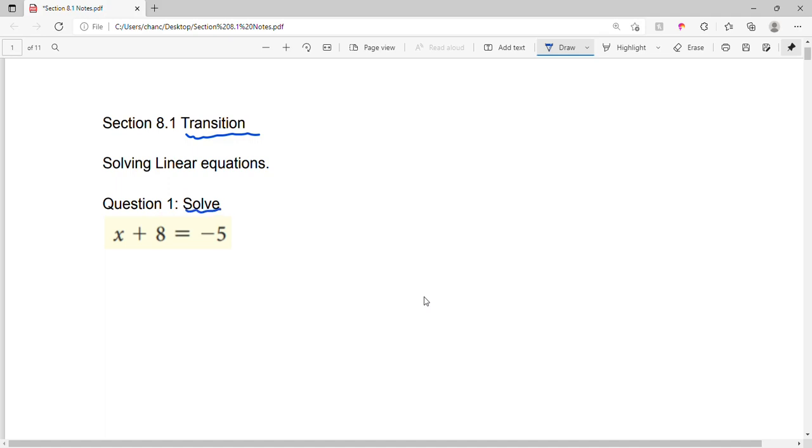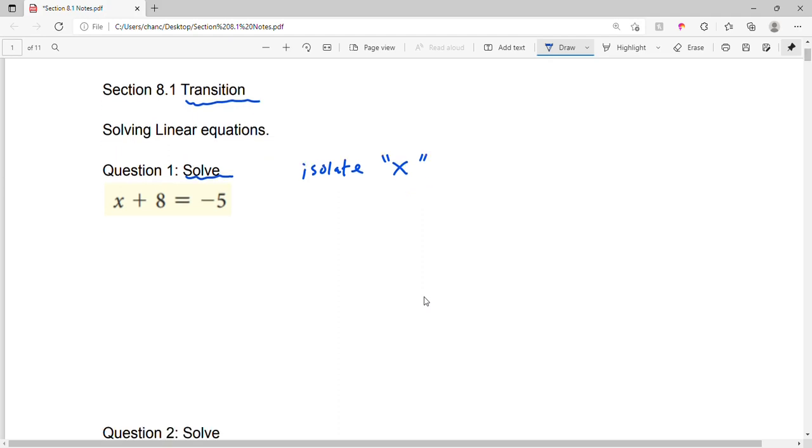When I see the phrase solve, that means we need to isolate the x variable. Let's get started. I will start by subtracting the 8 to both sides of the equation. Why do we subtract 8 to both sides? We're doing the opposite to isolate the x variable. We have a plus 8 here, so negative 8 would be the opposite. And we have to do it to both sides to maintain this equality.